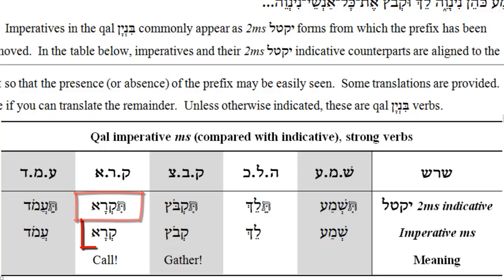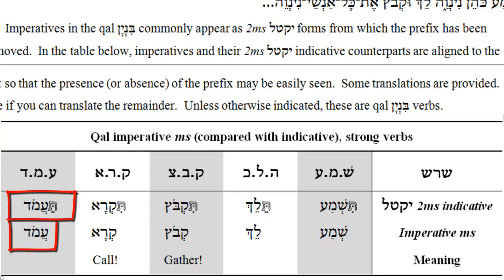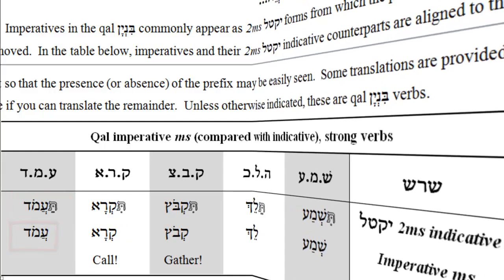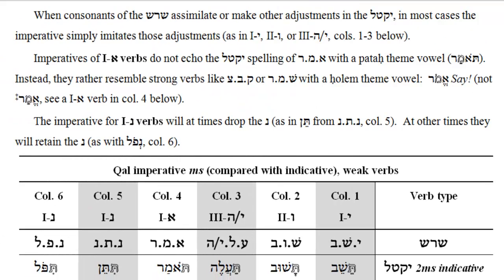Tikra becomes kara. Ta'amod becomes amod. When a shoresh presents consonants that will assimilate or make other adjustments in the yiktol, for the most part, the imperative will mimic the adjustments that we find in the yiktol. So knowing the yiktol will make us more confident in expressing the corresponding imperative. The next few comments will show some exceptions to be aware of.